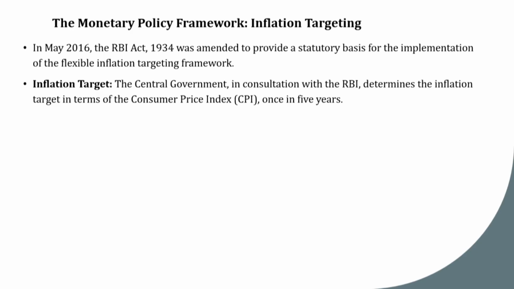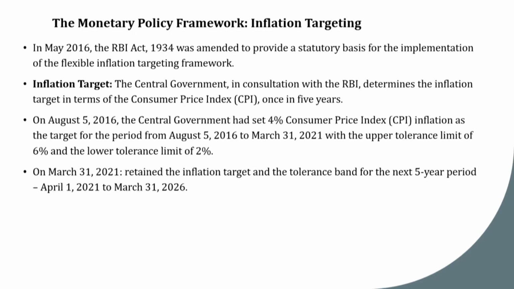The central government, in consultation with the RBI, determines the inflation target in terms of the consumer price index once in every 5 years. In August 2016, we announced the inflation target as 4% plus or minus 2%, that is the upper and lower tolerance limit. That means the maximum is 6% and the minimum is 2%. So the mandate for the RBI is to retain inflation between 2% and 6%. And in 2021, we retained the same inflation target.